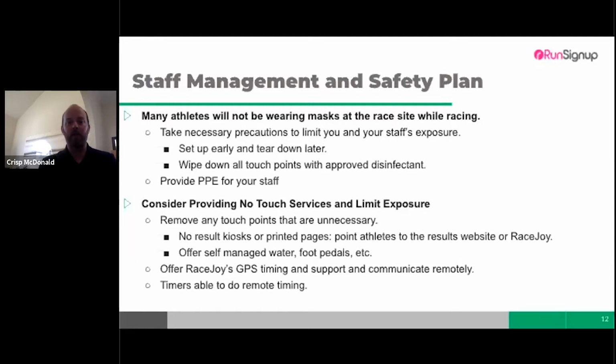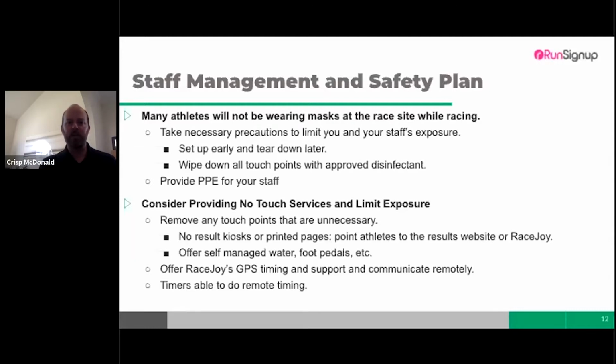And then also having backup PPE for your staff. And then also in this planning stage, consider providing no-touch services and limiting exposure. What I mean by that is removing touch points in advance. So dynamically assigning bibs with the check-in app with QR codes and asking the athlete to come to packet pickup with their QR code printed out, so you can scan that QR code, scan the bib, slide it over. It's going to make things super efficient and touchless.